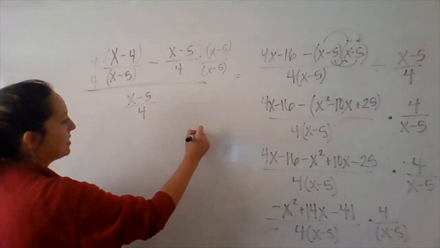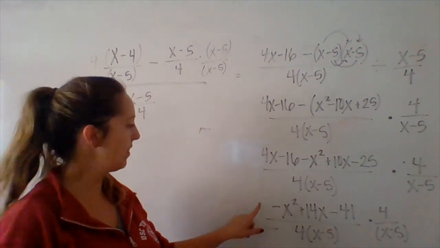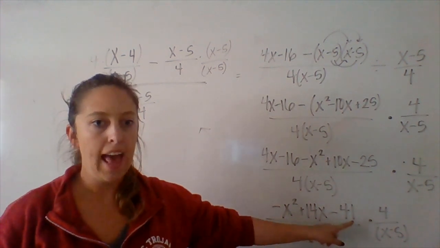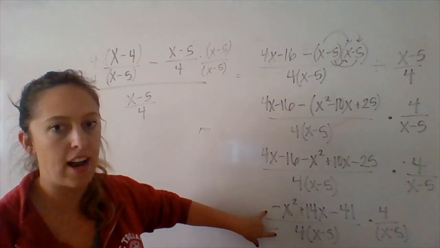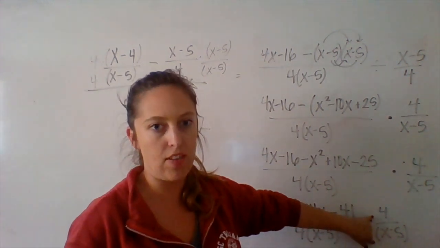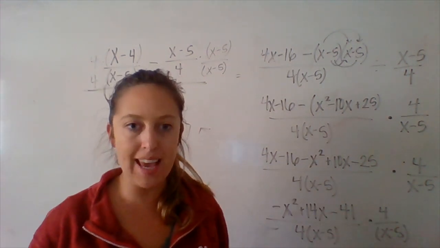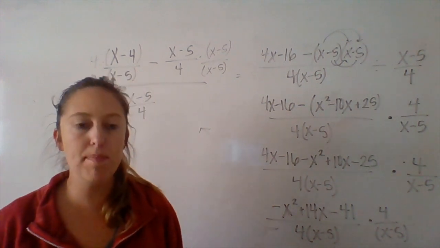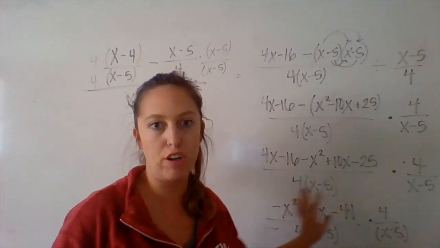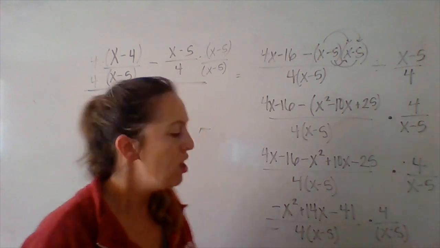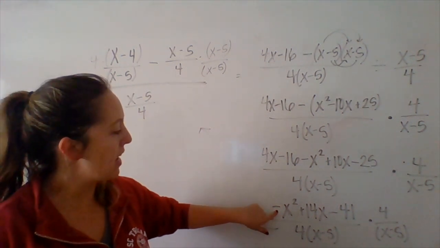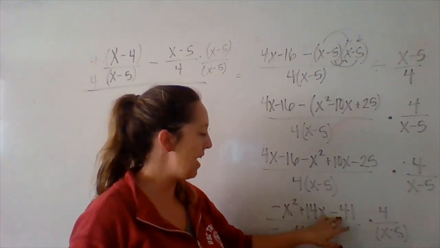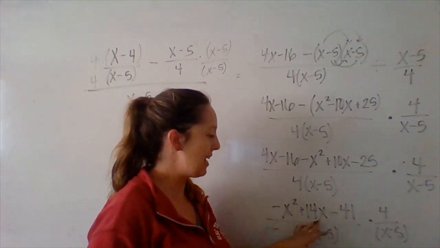The next thing that I would want to do is take this here and factor it if I can. Because now I'm at the point that I have one simplified fraction times another simplified fraction, and I'm hoping that something will cancel out or eliminate to make my larger fraction more simple. I want to check and see if this factors. I'm thinking about two numbers that multiply to be negative 41 and add to be 14.